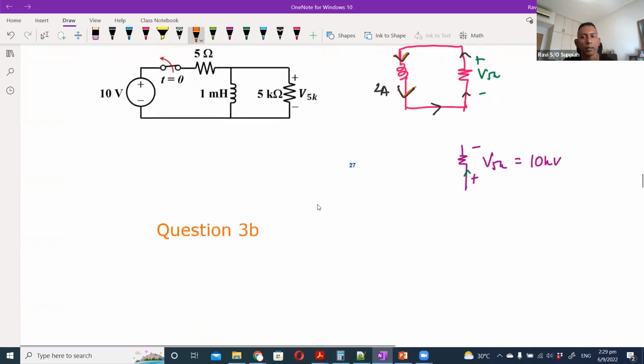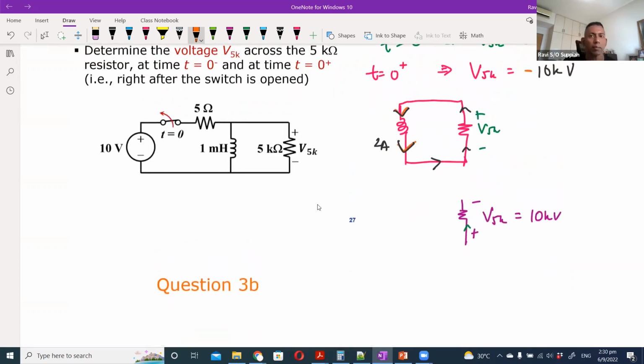The last part here is the time constant. Time constant is quite straightforward, L by R, which is 1 milli over 5K, which would be 0.2 microsecond.